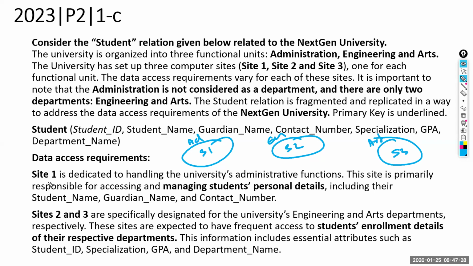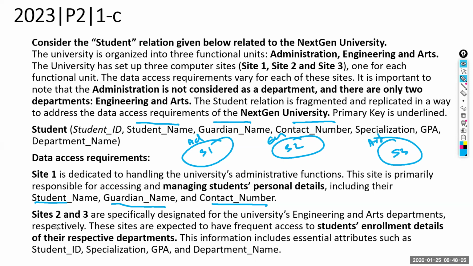Okay, let's see. Site 1 is dedicated to handling the university's administrative functions. This site is primarily responsible for accessing and managing students' personal details, including their student name, guardian name, and contact number. So they need those, right? Student name, guardian name, and contact number. But they need to keep the student ID also.